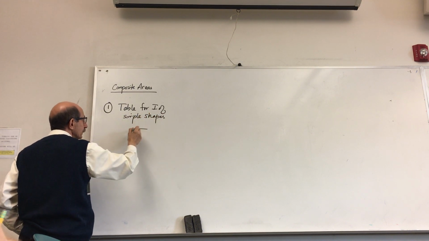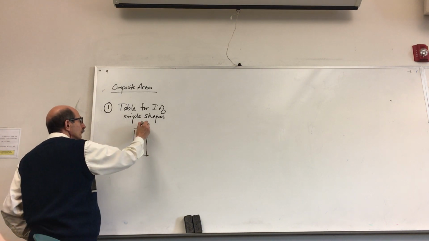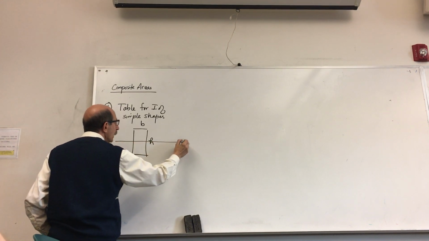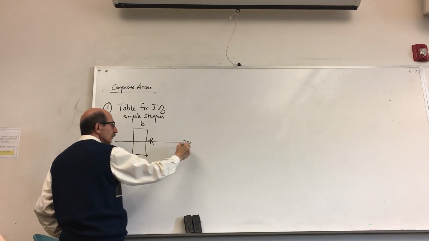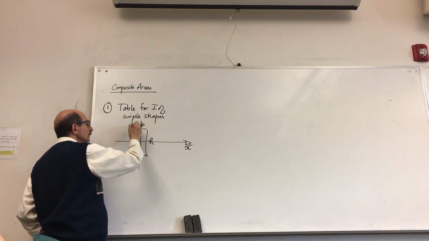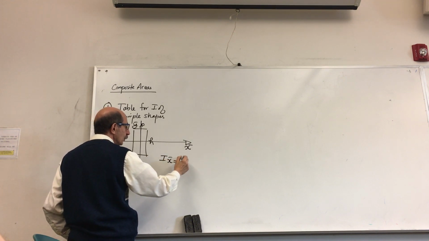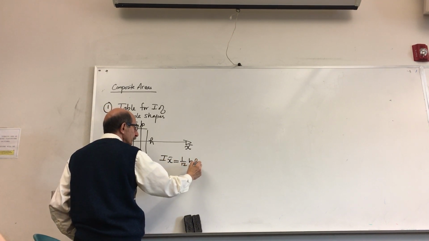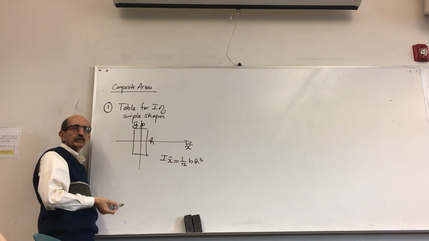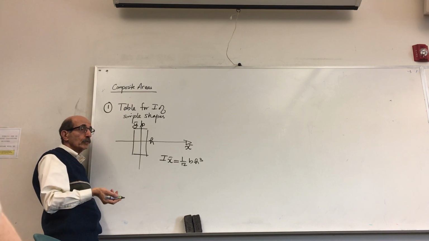For instance, if you go there, you see that for a rectangle of width b and height h, I with respect to the centroidal x-axis and y-axis are tabulated. You see that I of x is 1/12 of b h cubed. How did they find these? The same way we did it. Let's first show how you can derive this if you want.